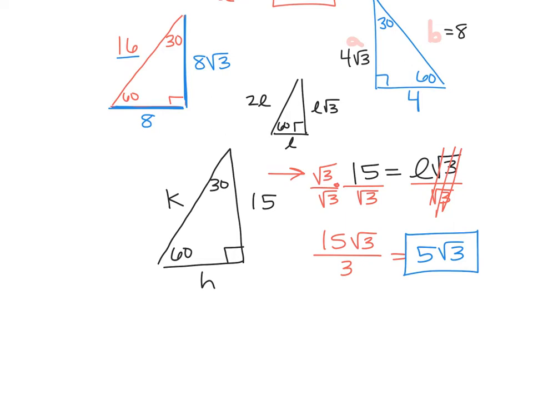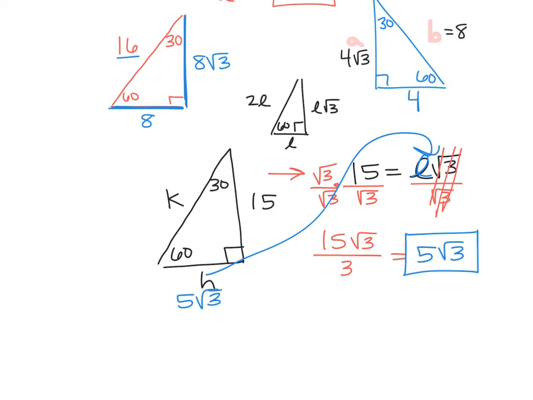Okay, what is 5 rad 3? H or K? It's your H, right? Because we just solved for L. You may plug in an H there if you want. You can put your H right here. But that side is my shorter leg. Okay, so this is my 5 rad 3.